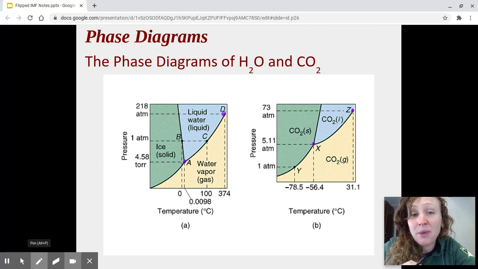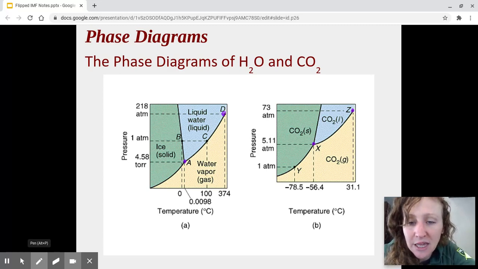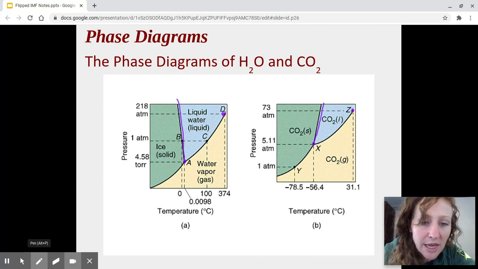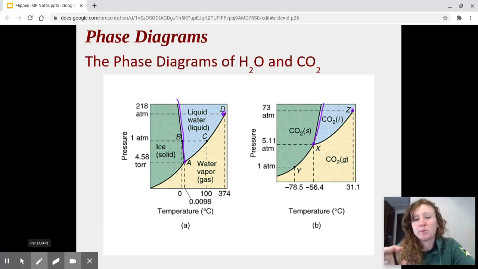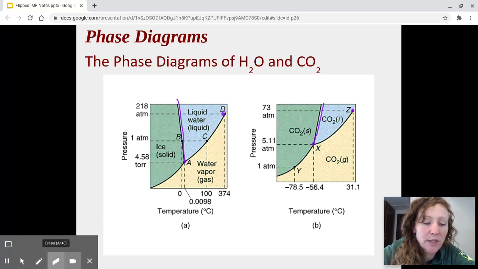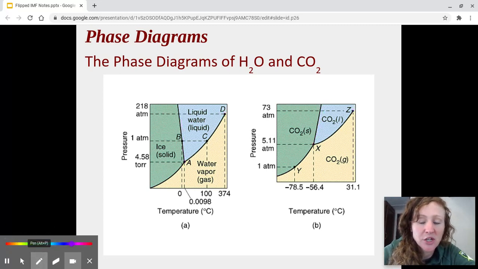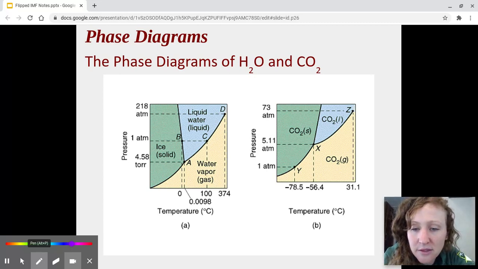But possibly the most interesting difference between these two graphs is this line right here between the solids and the liquids. Notice that in carbon dioxide, the slope is positive, and in water, the slope is negative. And that is interesting because as you raise pressure for water, well, let's start with carbon dioxide. As you raise the pressure in carbon dioxide, look what happens to the phases.